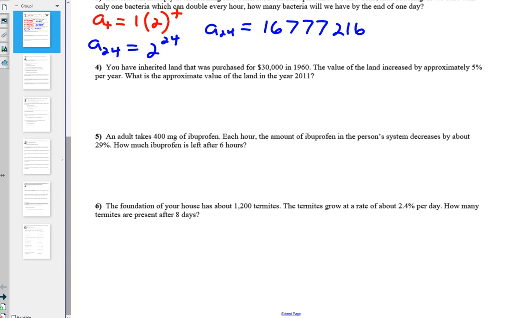You have inherited land that was purchased for $30,000 in 1960. The value of the land increased by approximately 5% per year. What is the approximate value of the land in 2011? So what type of formula is this modeling? It's a growth. So the amount after some time is the 30,000 that we started with times, if it's increasing 5% per year, 1 plus 0.05.